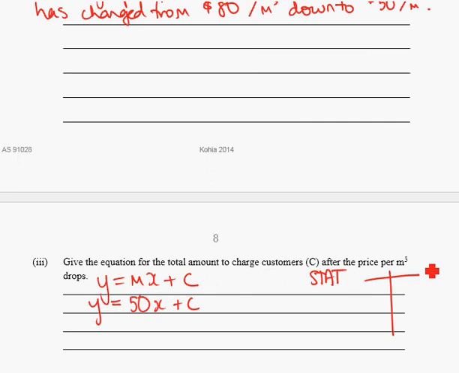So we had 4 gave us 290, 5 gave us 340, and so on. Multiplying by 50, 4 times 50 would be 200, plus I'd have to add another 90. So we're adding on 90 each time, and of course the calculator gives you that as well.